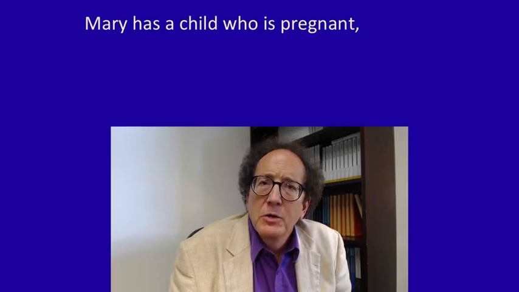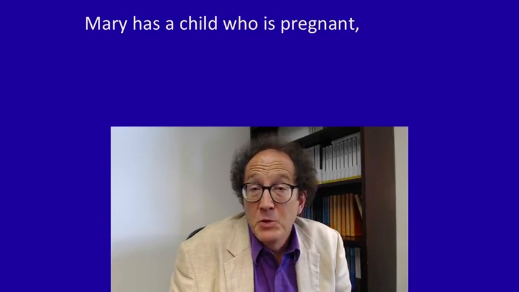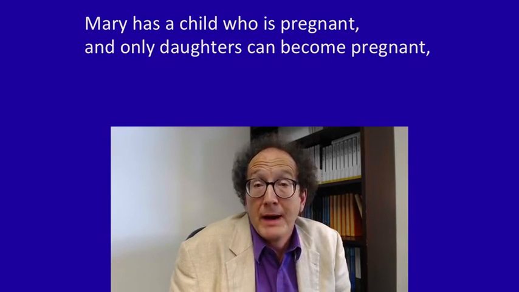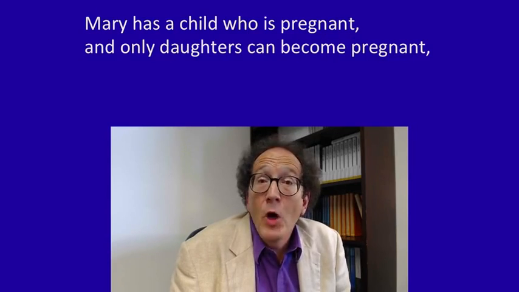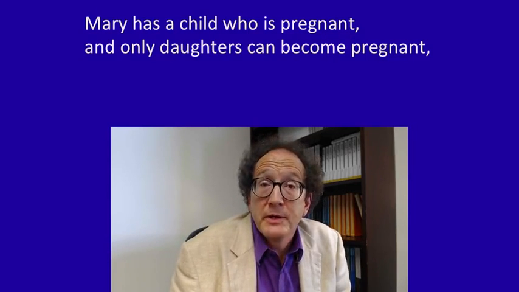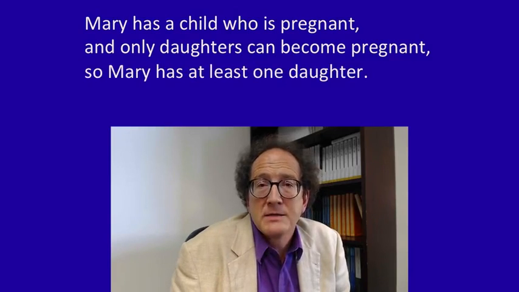Let's start with a simple example. Suppose that you know Mary, but you don't know her children. However, you do know that she has one child who is pregnant. And you also know that only daughters can become pregnant. So you have all that you need to know in order to draw a further conclusion, namely, Mary has at least one daughter.